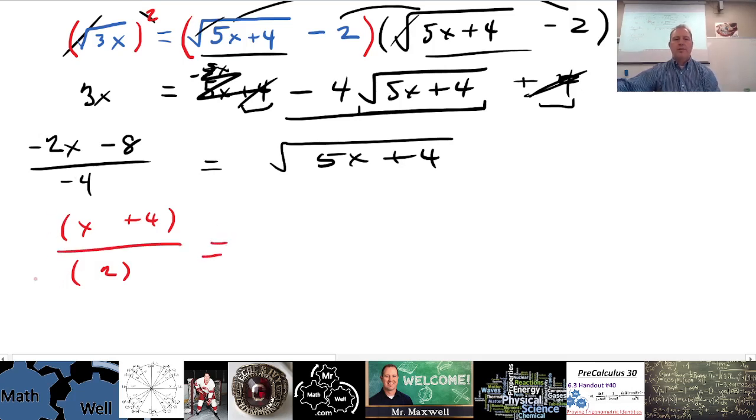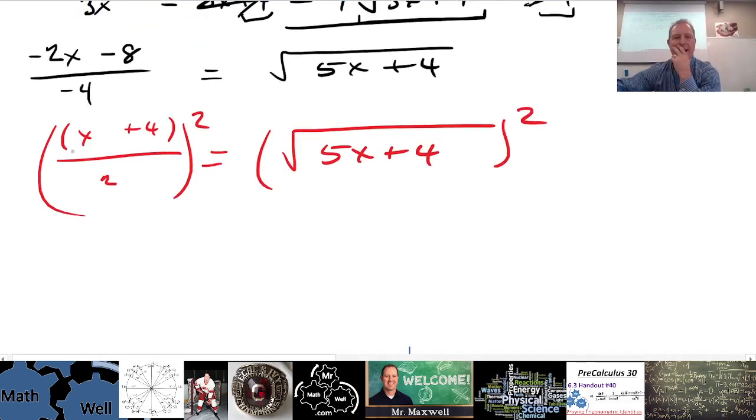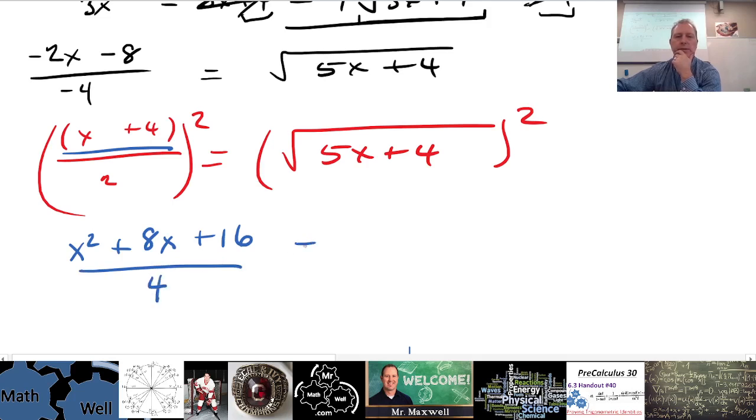And I will now square this. So let's square this, and of course, square 5x plus 4. I have a binomial that I'm squaring, so that's going to be x squared plus 4x plus 4x plus 16 all over 4, equals 5x plus 4, because the square and the square root cancel out.